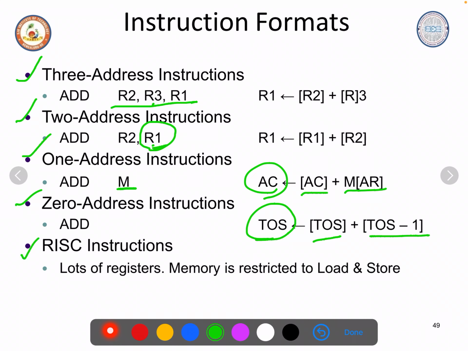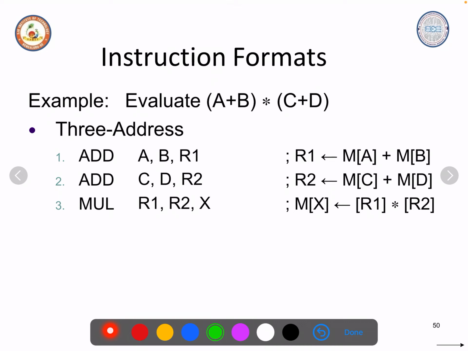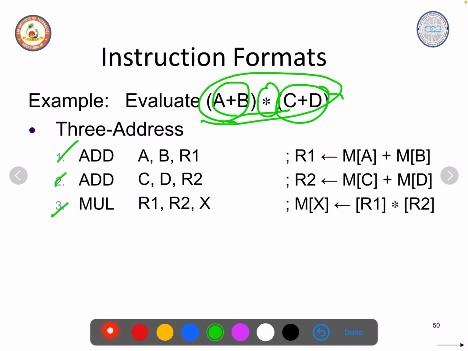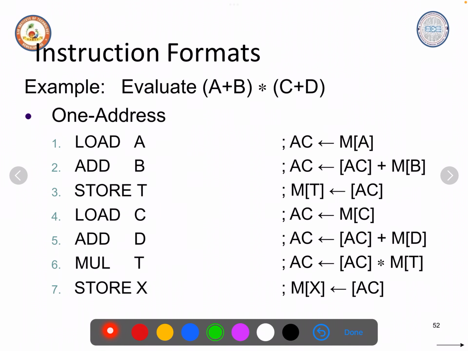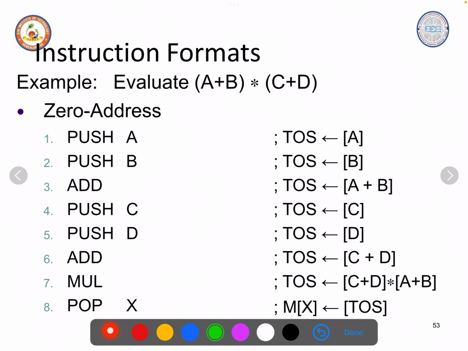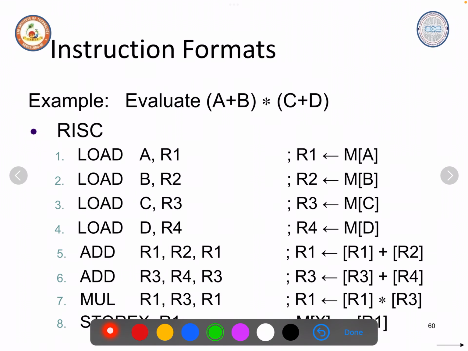So next we have RISC instructions. There are lots of registers. Memory access is restricted to load and store instructions. This is an example of evaluating (A plus B) multiplied by (C plus T). First you perform the operation A plus B, then you perform the operation C plus T, and multiply both. So addition, then multiplication. This is done using three address, similarly using two address, using single address, and zero address operations. Zero address is meant for the stack, with load and store.